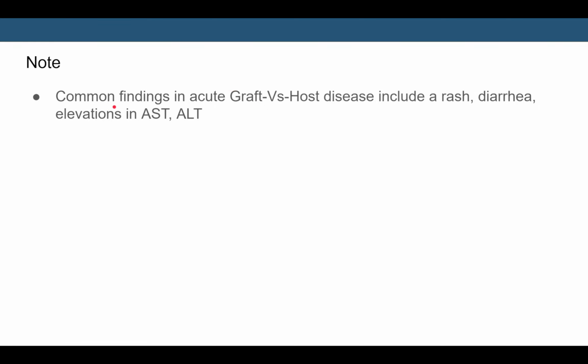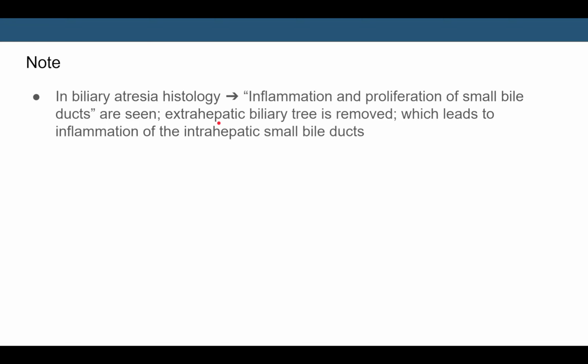Another very high yield note is that common findings in acute graft versus host disease include 3 findings which are very important. That is rash, diarrhea, and changes in liver tests, which is elevations in AST and ALT. So this most commonly occurs with bone marrow transplants, and you're going to see rash, diarrhea, and you will see also liver disease, elevations in AST and ALT.